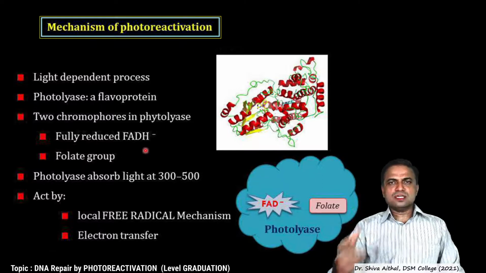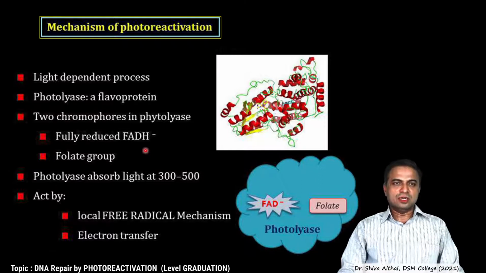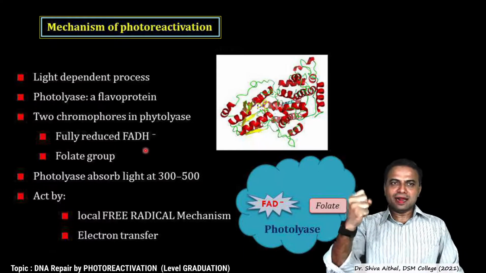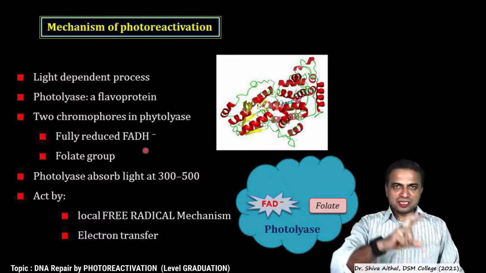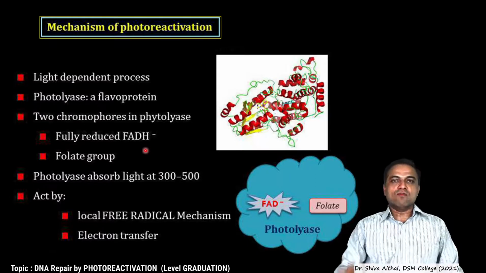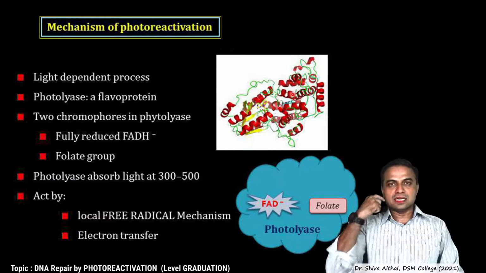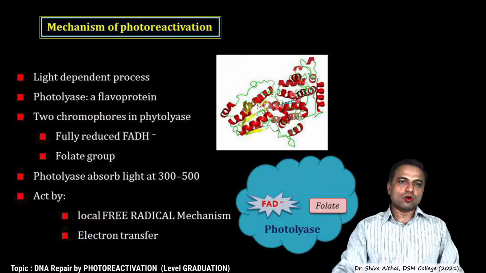So how does it work? What is the mechanism of photoreactivation? It is a light dependent process. Remember, ultraviolet light is damaging and visible light is repairing. It is a light dependent process. Photolyase is a flavoprotein. This is photolyase. It is a molecular structure of photolyase enzyme that is induced by the photon energy.